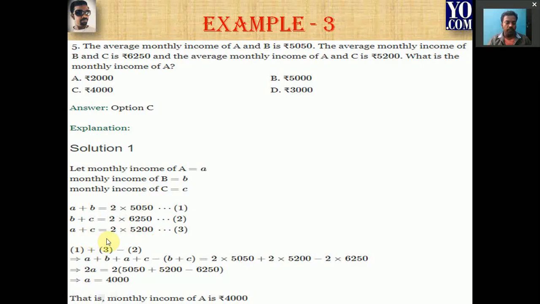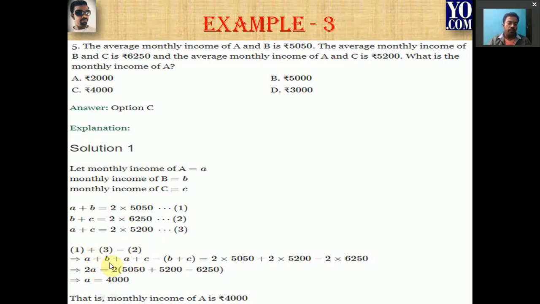Similarly, A and C is 2 into 5200. Then from these three equations we can find A. In order to get A in the first attempt, we have to add 1 and 3 and subtract 2. Then you will get A.